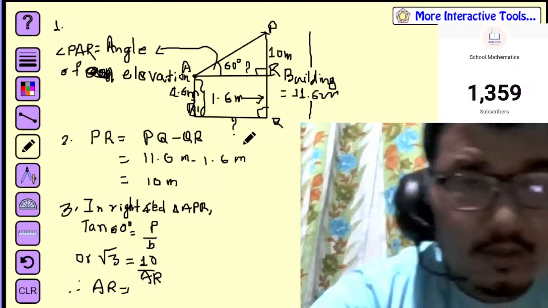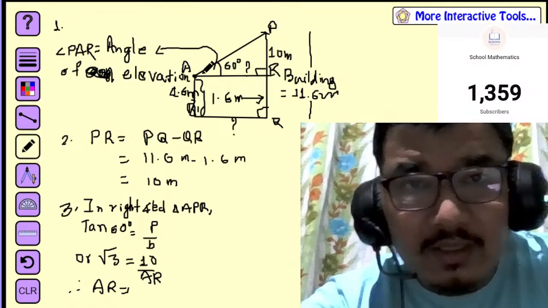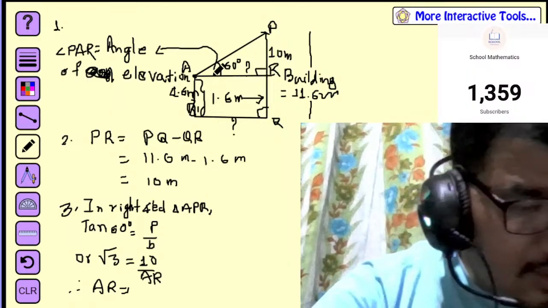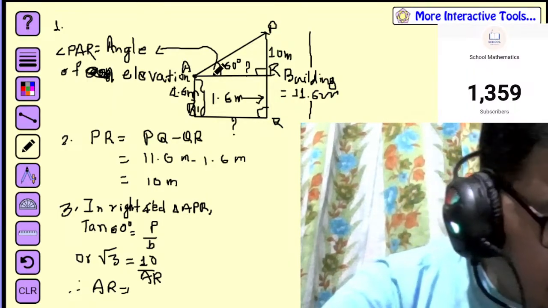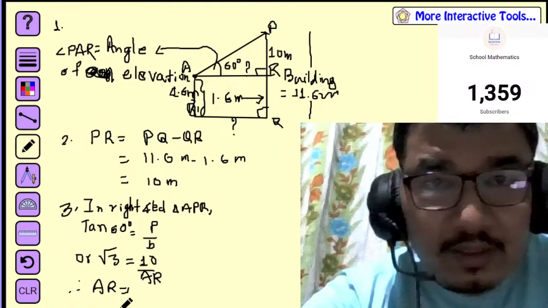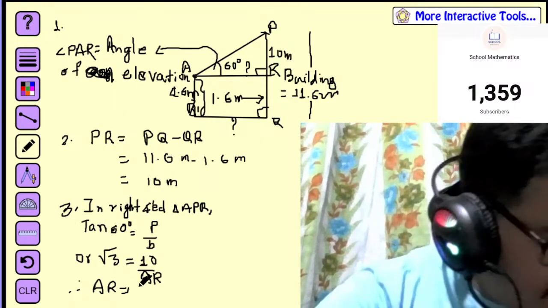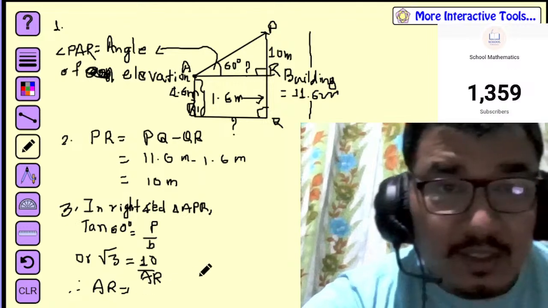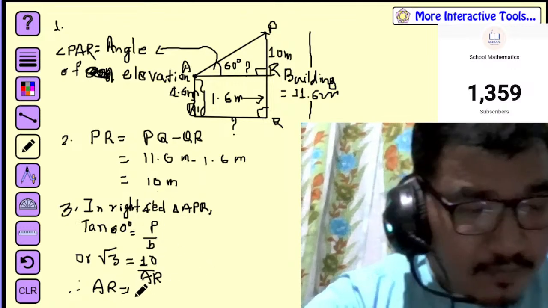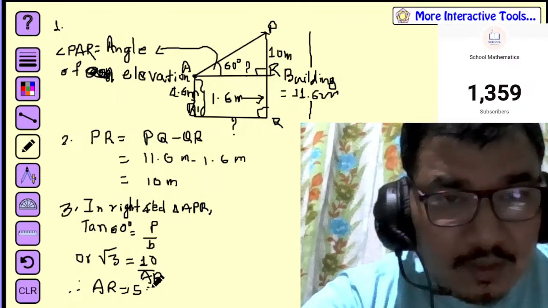And right here, AR is coming. We divided and found it to be 5.77. When you divide this 10 by square root 3, it will come 5.77.